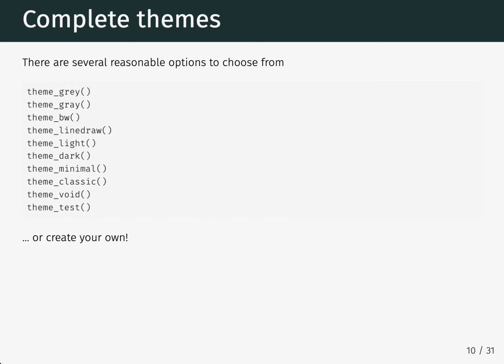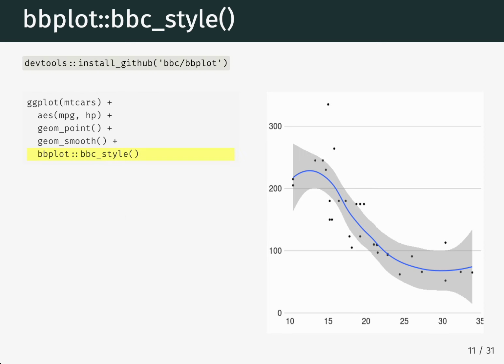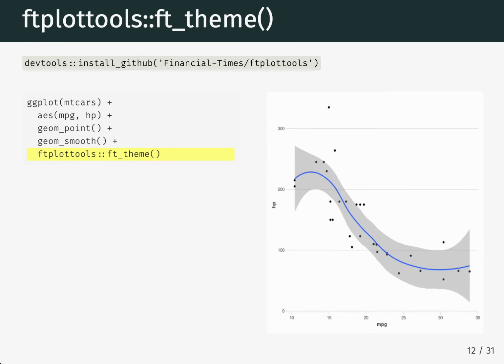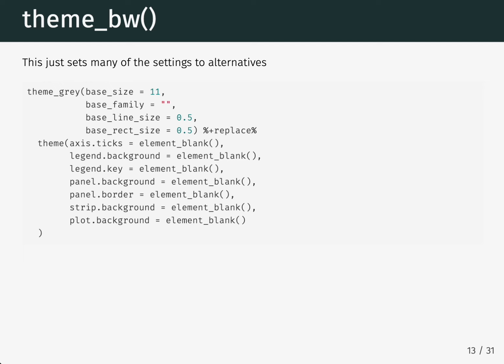Of course, you can create your own. For example, the BBC have created theirs, as has the Financial Times. And if you work in an organisation that uses ggplot, you can create a new theme that matches your aesthetics. This isn't as simple as you could hope for, but it is just setting different arguments of the theme command.